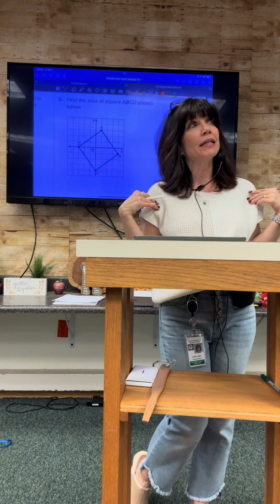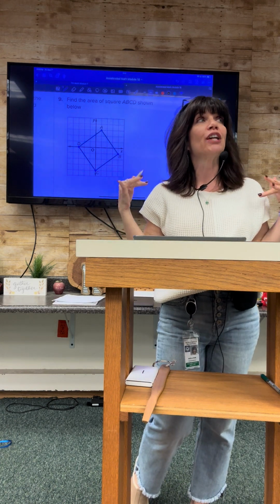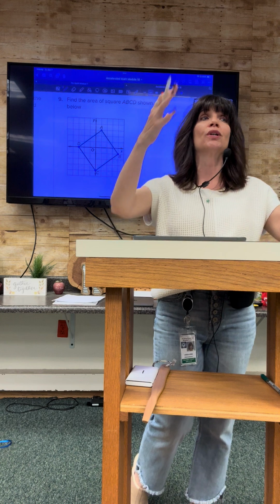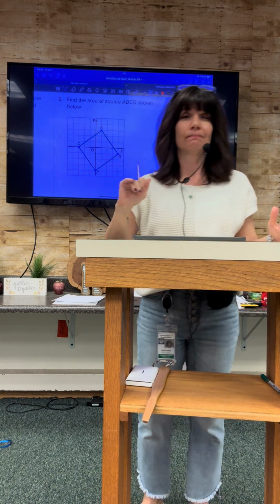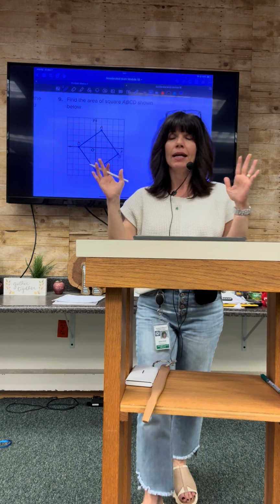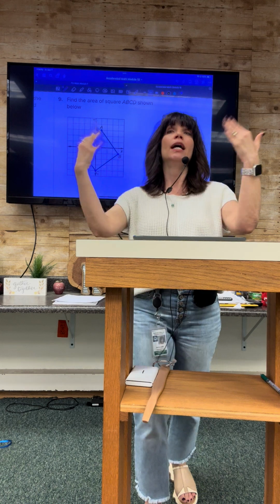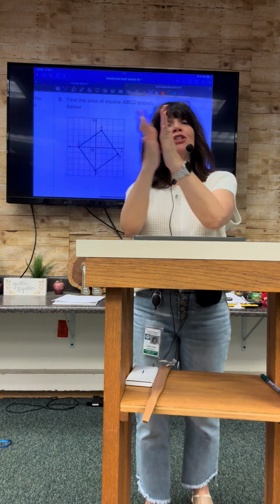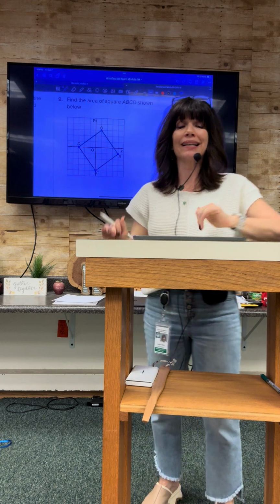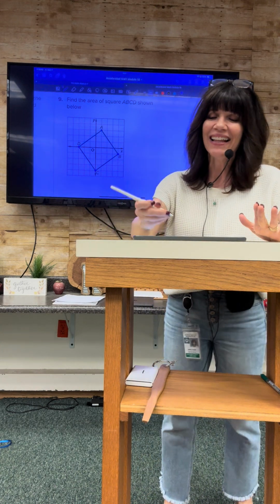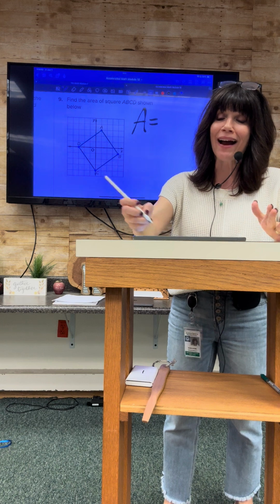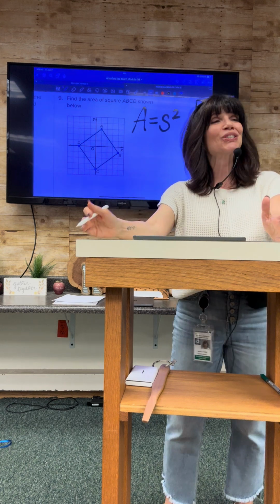On the count of 3, I'm going to say 1, 2, 3, and you guys are going to say A equals. All right, here we go. 1, 2, 3. A equals S squared. Oh my gosh! This class made my dreams come true. I had the highest number of students remembering that the area formula for a square is S squared.